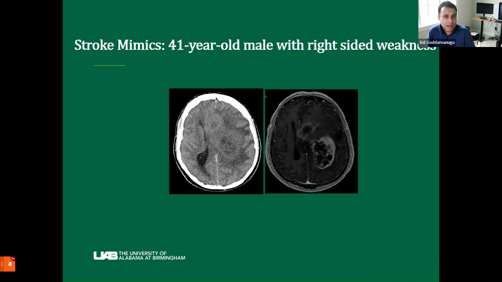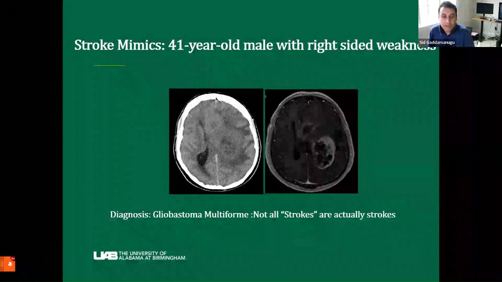So this is one patient who I saw many years ago. Maybe it's been 12 years since I've seen this patient. He came to the ER with right-sided weakness, and we saw this big ill-defined mass with vasogenic edema, and we immediately got an MRI, and he actually had a GBM.